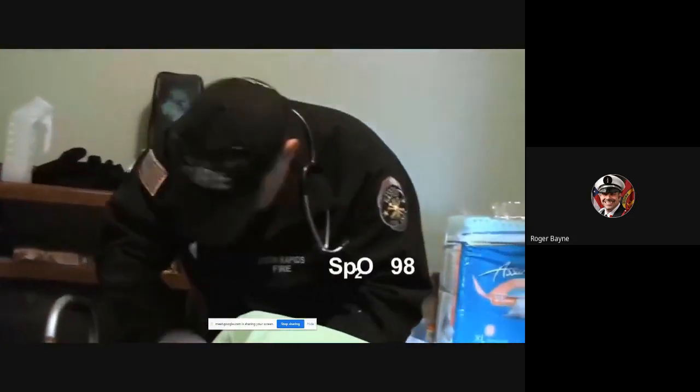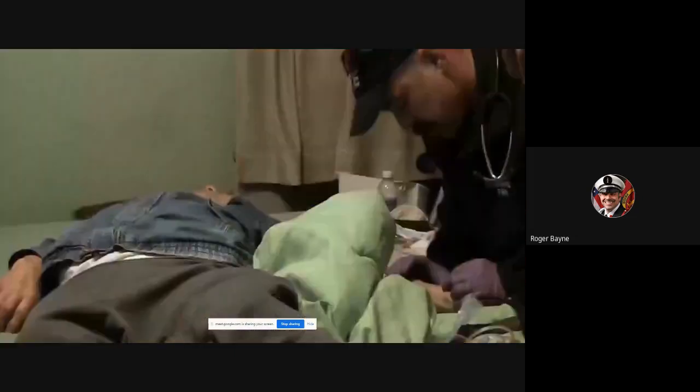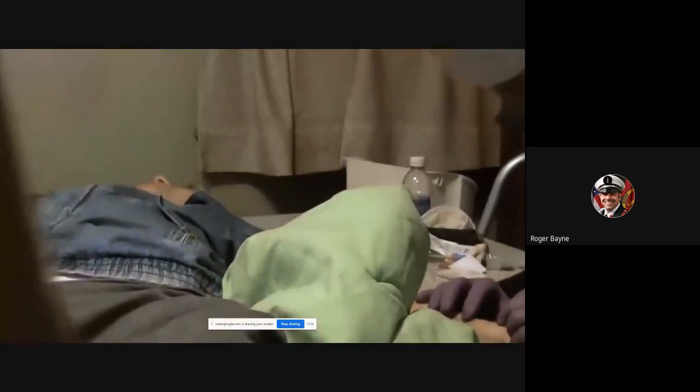unable to move. Doug, you're going to feel poked in your arm here. How are you doing, Doug? The crew is trying to figure out if there, in fact, is a further problem and the patient really needs to go to the hospital. And that's pretty evident right from the get-go.